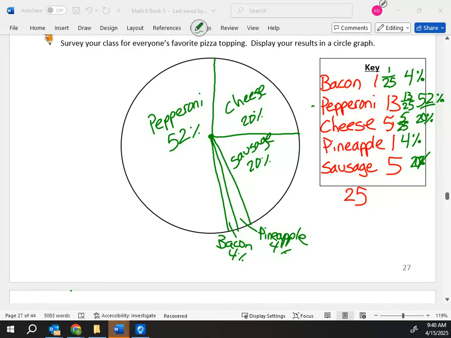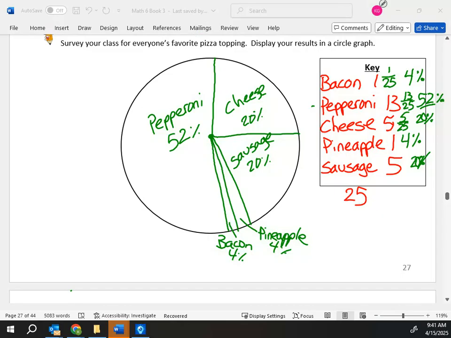So I always start with the biggest section, and I work my way down, dividing up into those smaller sections. If you know that one is bigger than halfway, bigger than 50%, make sure that section looks bigger than halfway. It's not going to be exact. We're not measuring it exactly, but we get a good idea. Any questions on that part?